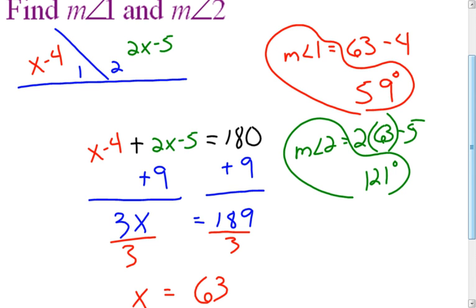I always like to do a little bit of a check here. These two angle measures are supposed to be supplementary. Well, if I take 59 and add it to 121, I get 180 degrees. It checks out. I must have done everything properly. So those are two little examples on working with vertical angles and working with the two angles involved in a linear pair.